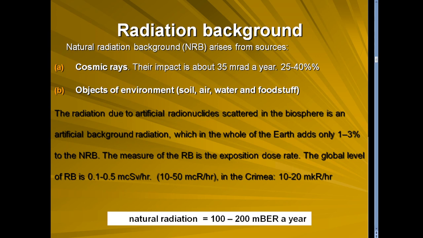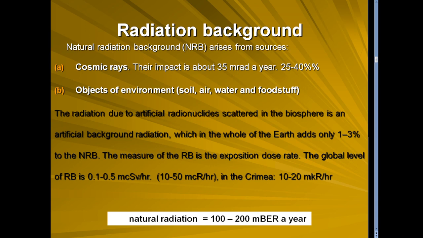The radiative background measure is the absorbed dose rate. The radiative background level of the globe is 0.1 to 0.5 microsievert per hour, or in another unit, 10 to 50 microRoentgen per hour. In the Crimea, this level is 10 to 20 microRoentgen per hour. In Russia as a whole, this level is approximately 20 microRoentgen per hour.